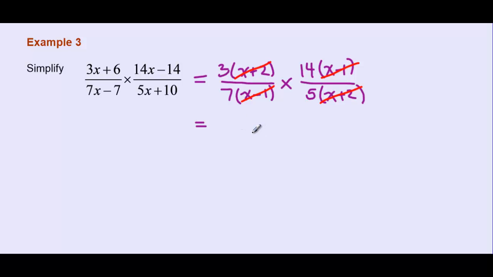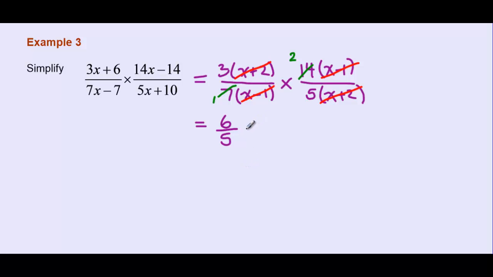Look at the coefficients now. Is there anything that can reduce? Absolutely. This 7 and this 14 can reduce to a 1 and a 2. The 3 and the 5 can't really be touched further, so now we can multiply. 3 times 2 is 6, 1 times 5 is 5. And our final answer reduces to 6/5. It's funny how all of this that was up here to start with reduced all the way down to 6/5.